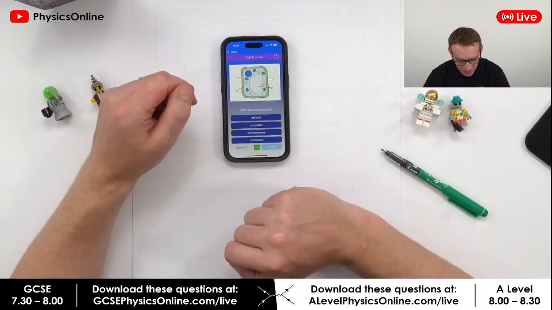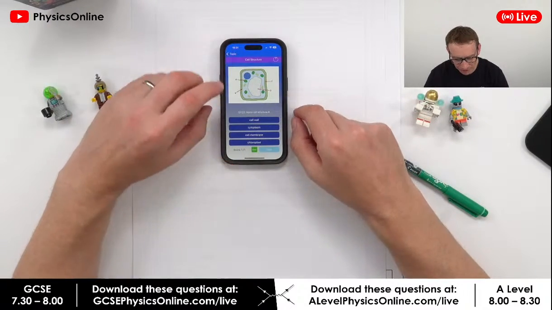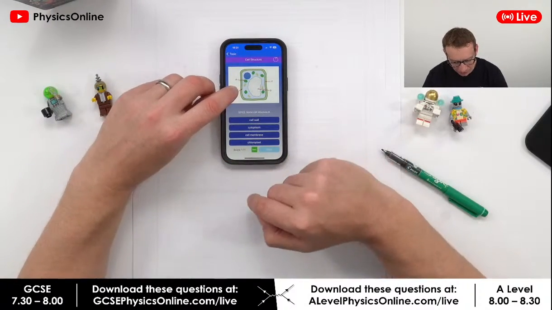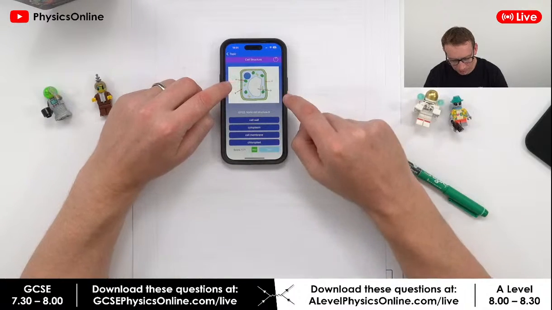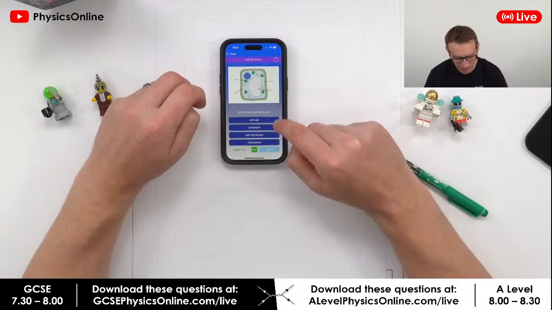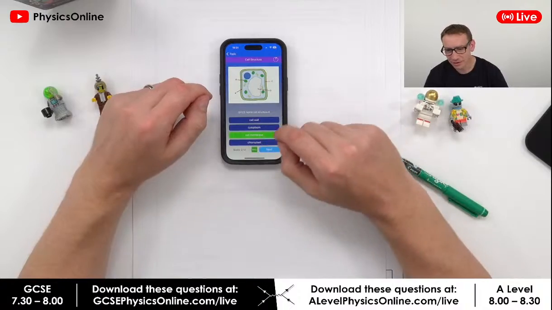Excellent. Okay, the next one: name cell structure B. So B is this bit around here. I'd say that's not the cell wall, that's probably the cell membrane because it's the inner side. And again, another correct answer.